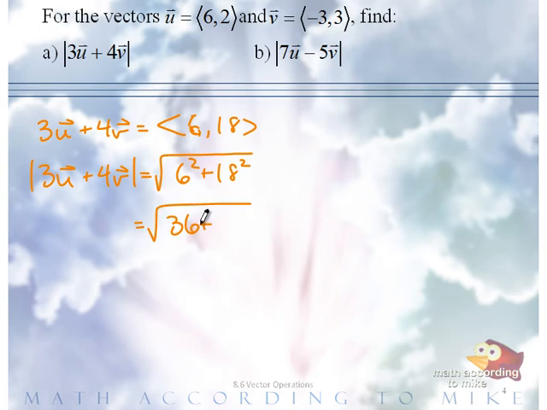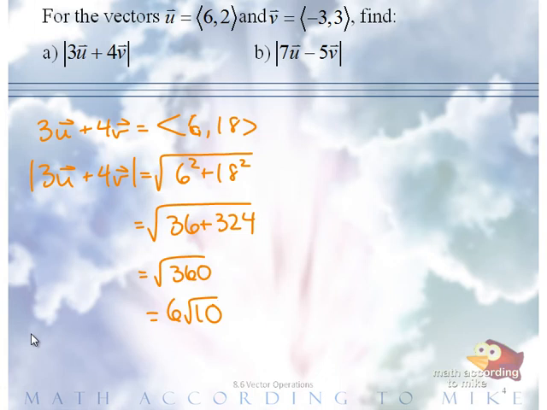364? 324? 324 plus 36 makes, oh, look how nice that is, 360. What's the square root of 360? How does that clean up, I should say? Yeah. 6 square roots of 10. Good.